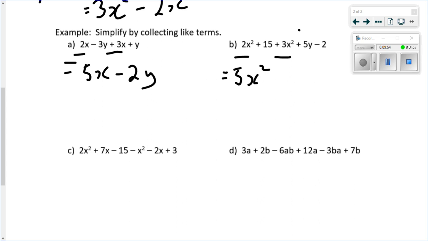We have a plus 5y. It's got no playmates, so it just stays as a plus 5y. All that's left over is a plus 15 minus 2. Now, I want you to notice something. I'm putting these in order of their degree. So notice that the squared is to the left, the 1 is in the middle, and the 0, because there isn't one there, is to the right. You will not lose marks for not doing this, but it is a good habit to get into.